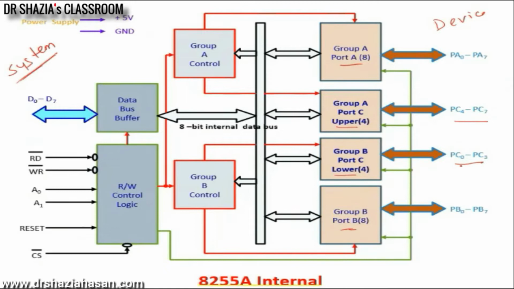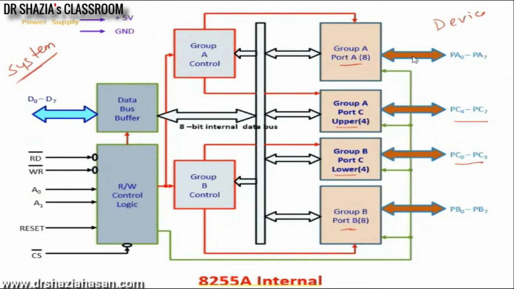The lower 4 bits of port C, PC0 to PC3, can be considered as lower port C, a 4-bit port, and the upper 4 bits of port C, PC4 to PC7, can be considered as upper port C. So port C can be broken up into two 4-bit ports as well. Yes, so you can say that we can have three 8-bit ports or we can have two 8-bit ports and two 4-bit ports with the 8255 chip. Yes, so this is how you can connect your device, or this is basically your device side of the interface.